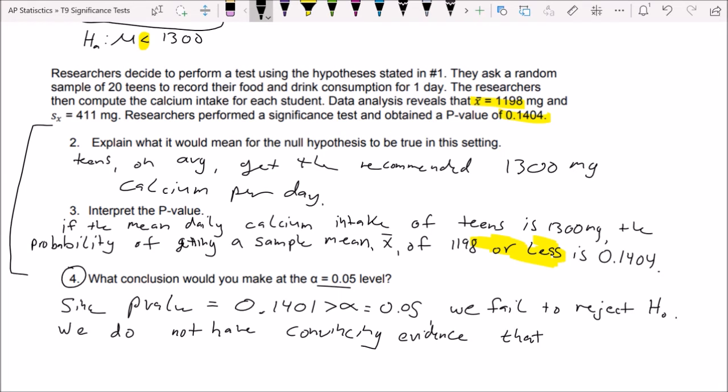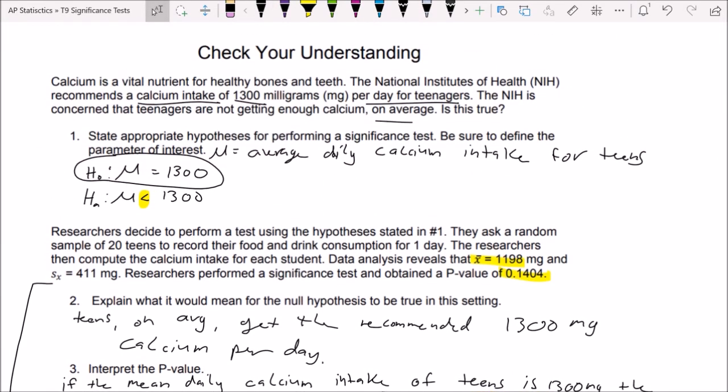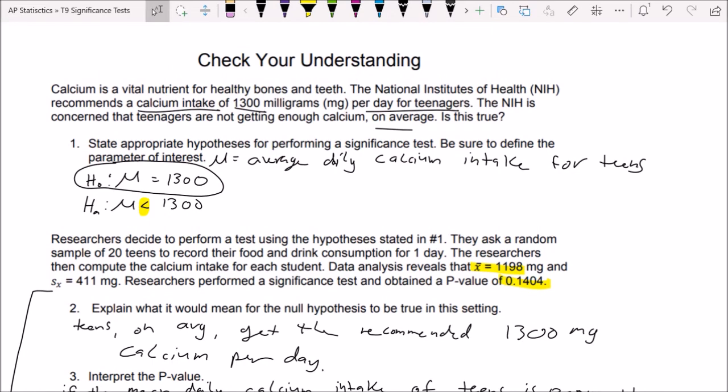And then we would go on to say, we do not have convincing evidence that, and then what was the thing we were trying to figure out? So we were trying to figure out if teens were not getting enough calcium. I'm going to scroll up here just a second. So they said the NIH is concerned that teenagers are not getting enough calcium. We don't have convincing evidence of that. It might be true. And in fact, our sample mean sort of suggests that it's true. But we would call this some evidence or weak evidence, because it is a piece of data. You go, wait, but the mean is less than 1,300, right? But we can't really have any kind of certainty, well, not beyond 14% level, that this is not just due to chance. I mean, you might have just asked the people who don't ingest calcium very much.